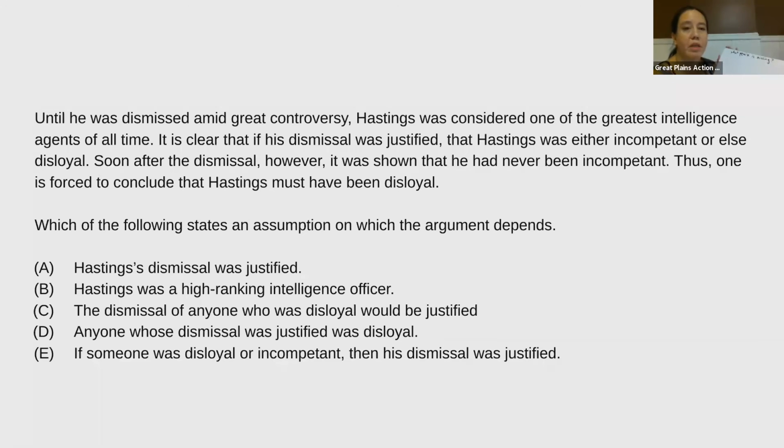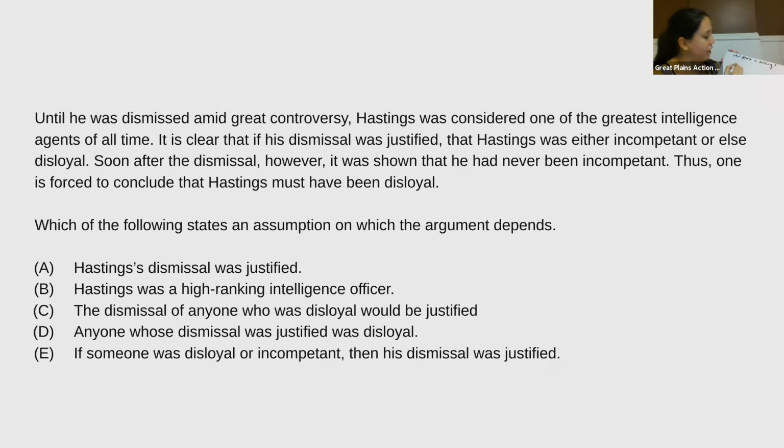So let's do some translation. The first sentence, "Until he was dismissed amid great controversy, Hastings was considered one of the greatest intelligence agents of all time." Not really supporting the conclusion, that's just giving us some background information, so we'll leave that out. All right, here it says, "It is clear that if his dismissal is justified, then Hastings is either incompetent or else disloyal." All right, so there we have a premise.